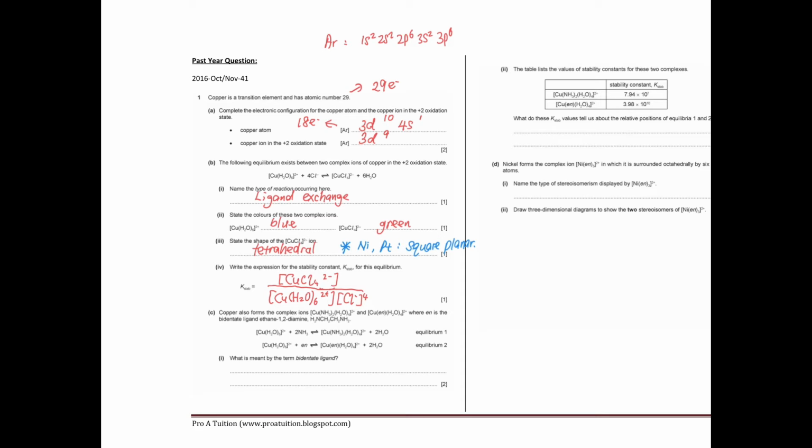So part C, copper also forms the complex ions Cu(NH3)2(H2O)4 and Cu(en)(H2O)4 2+. So these are the other complex ions where en is the bidentate ligand, ethane-1,2-diamine. Okay, so these are the equilibrium equations.